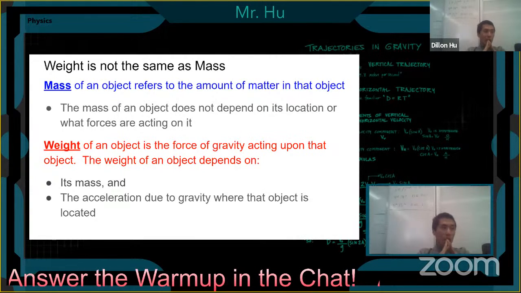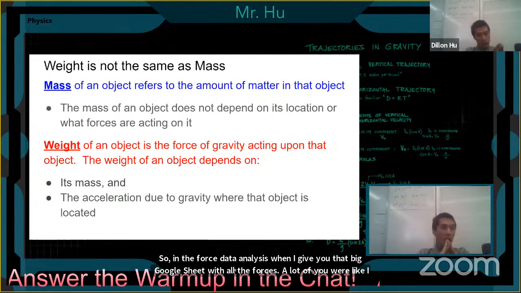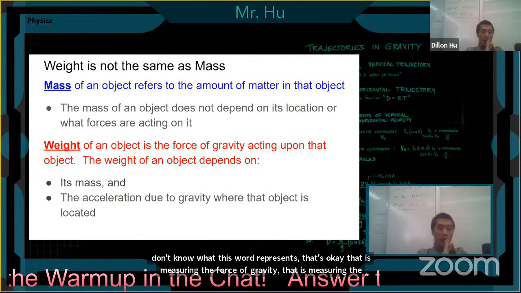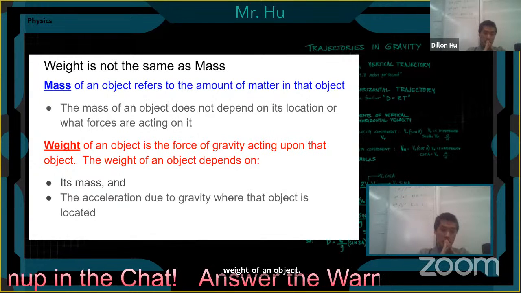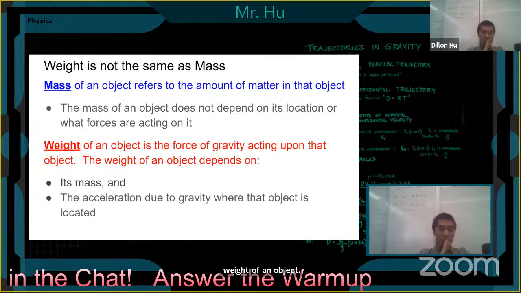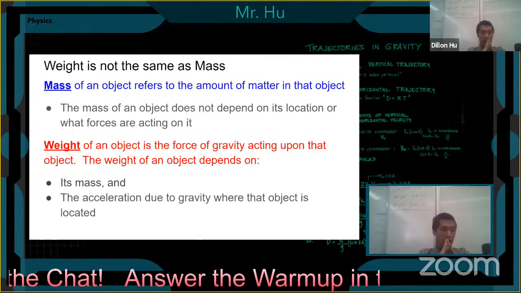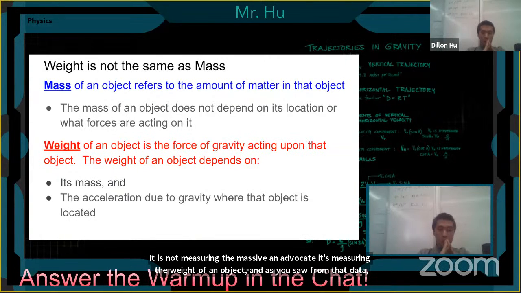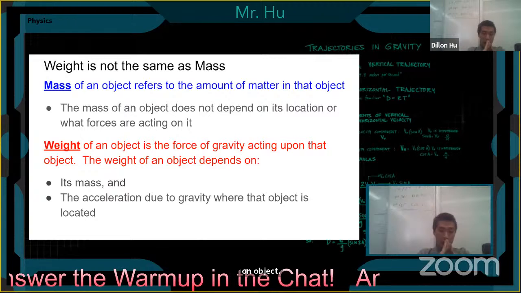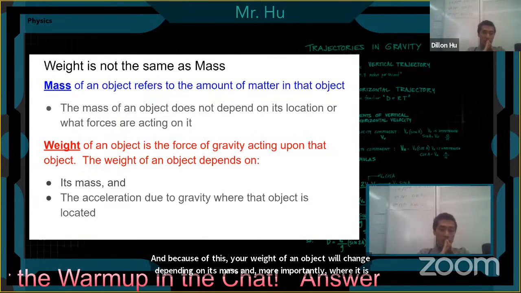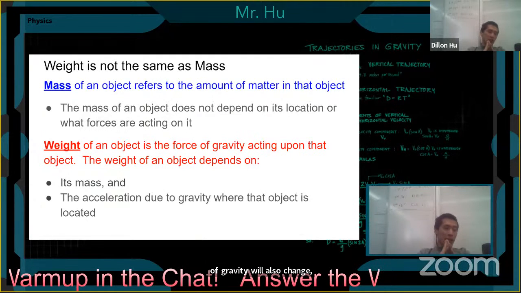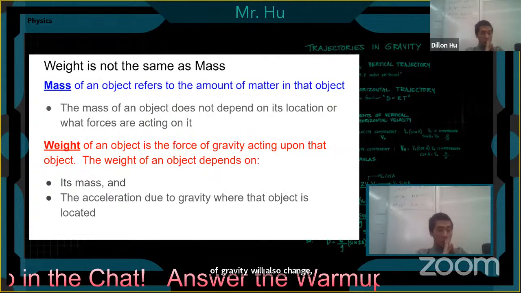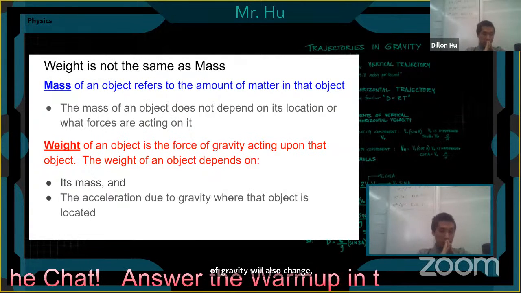Because of this, the weight of an object will change depending on its mass and, more importantly, where it is located. Where it is located will change the acceleration due to gravity, which will mean that the force of gravity will also change, and that'll create a different weight on different items at different locations. This is why an astronaut who weighs 140 pounds on Earth will weigh 23 pounds on the moon, because the force of gravity on the moon is 1/6 of that of here. So any object that weighs 6 pounds here will weigh 1 pound on the moon. That is a measurement of the force of gravity.